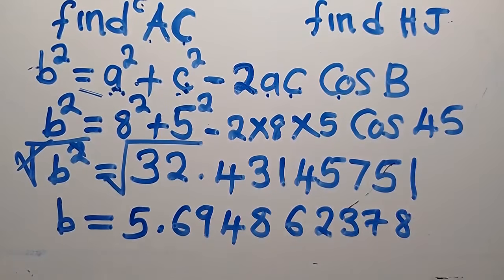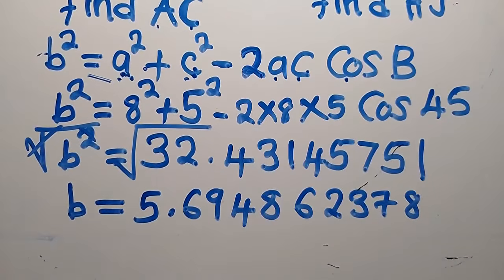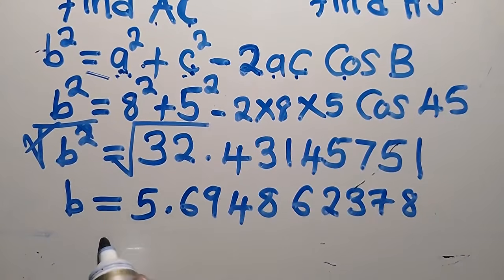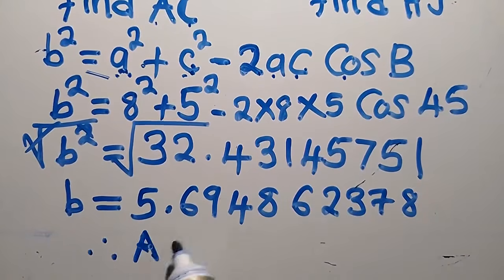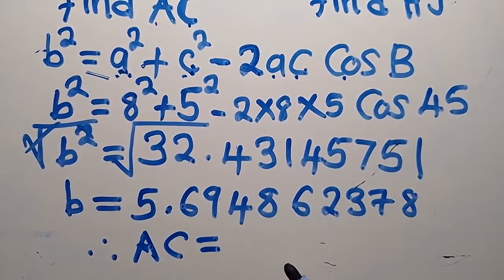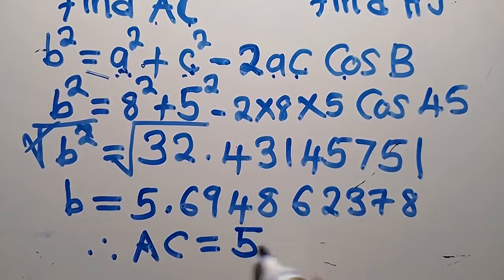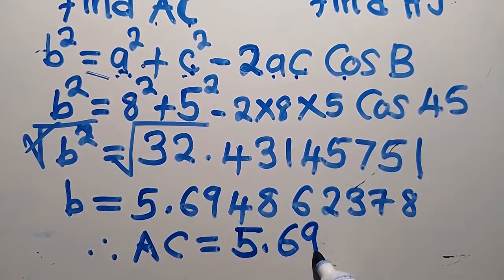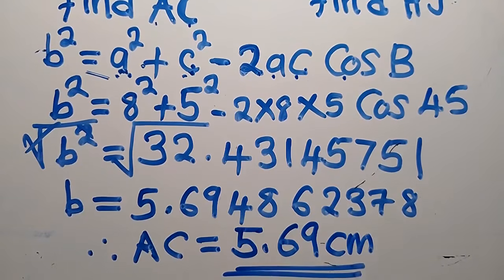So here now you just say, therefore, we were taught to find AC. Therefore AC is equal to 5.69, because we are used to putting numbers to 2 decimal places. So 5.69 centimeters to 2 decimal places. That is the side. That's how you need to find the side.